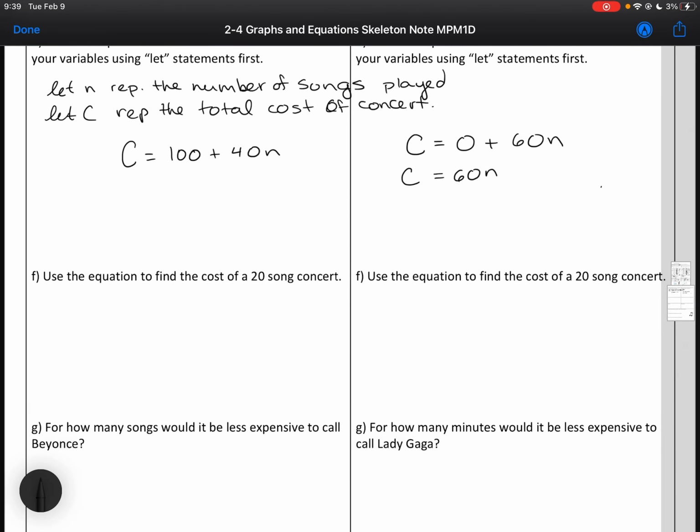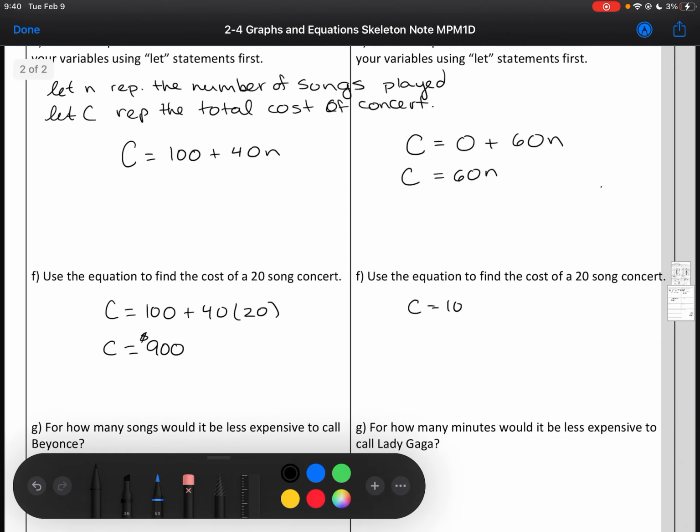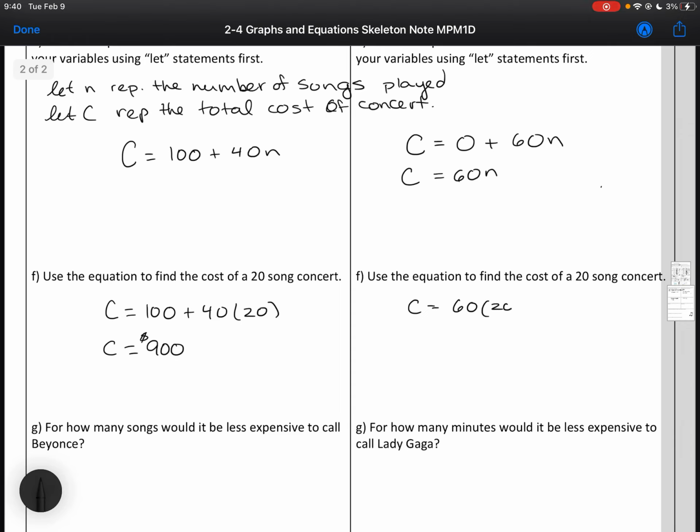C equals 60n. Now what we can do is use our equation to actually find the cost of a 20-song concert. So for Beyonce, I'm going to put in 20 for n, and then I'm going to evaluate. So 40 times 20 would be 800, plus 100 would be $900. And for Lady Gaga, I would have 60 times 20, which would give me $1,200 for the same concert.